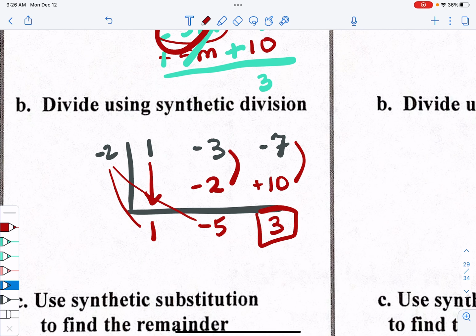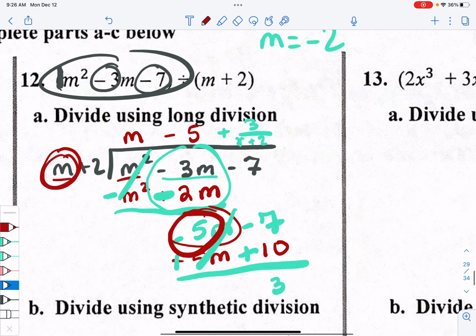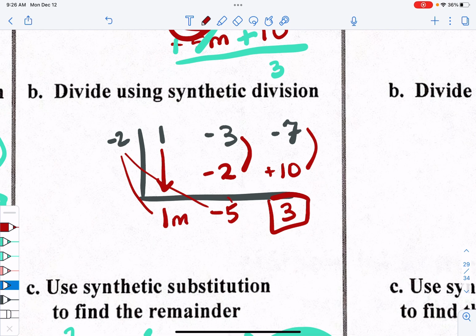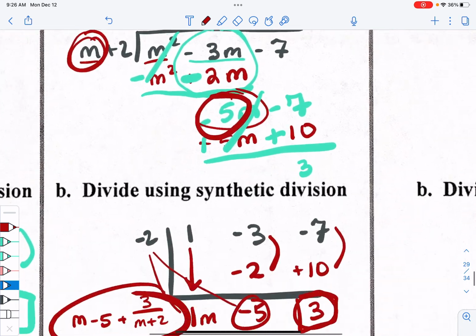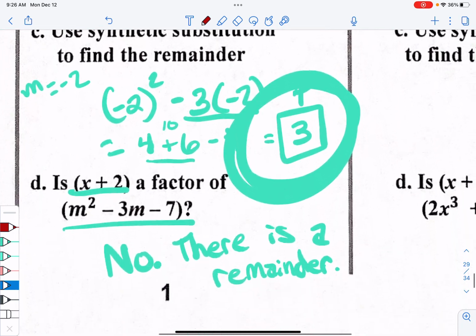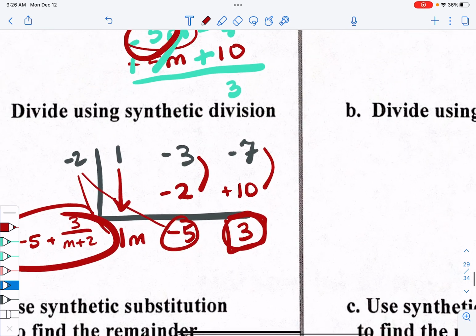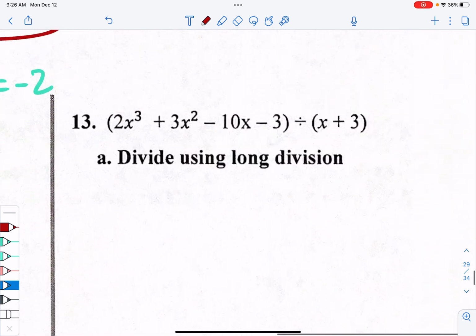So again, we have an m squared divided by an m. Oh, this should be an m, by the way. So this is an m, this is a number, and this is my remainder. So I have 1m, or just m minus 5, plus my remainder of 3 over m plus 2, which is what I was dividing by. Same answer as what I got up here, and it's consistent with the 3 remainder, and no, it's not a factor, okay?